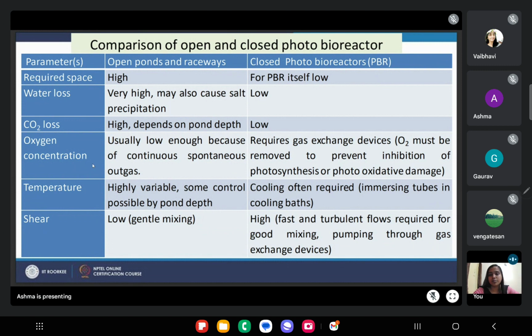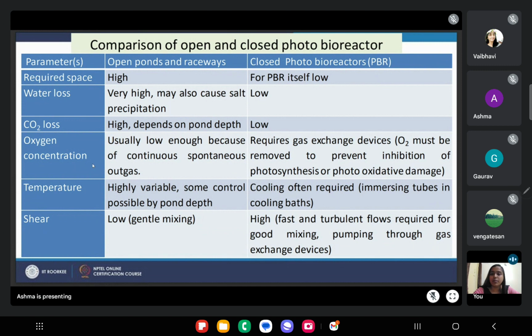Next is temperature. In an open system, it is very difficult to control the temperature, but we can control it by limiting the depth of the pond, because deep ponds have temperature differences between the surface and the bottom. If you go for shallow ponds, then the temperature difference will be less. But for closed photobioreactors, we need some cooling arrangements to bring the temperature into the range.